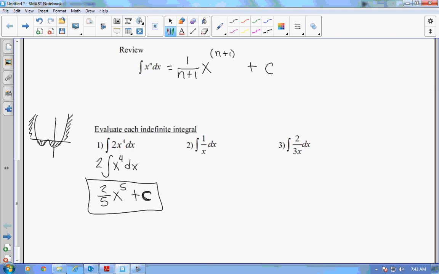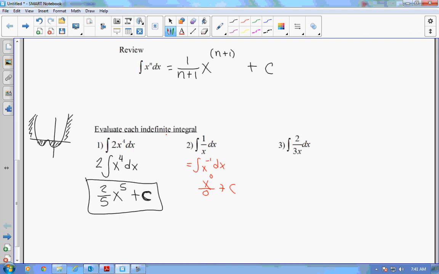Okay, so number 2. Who manipulated it to be x to the negative 1 dx? Okay, well, if we use the power rule on that one, we'd increase it to x to the 0, which means then we divide by 0 plus c. What's wrong with that? You can't divide by 0.